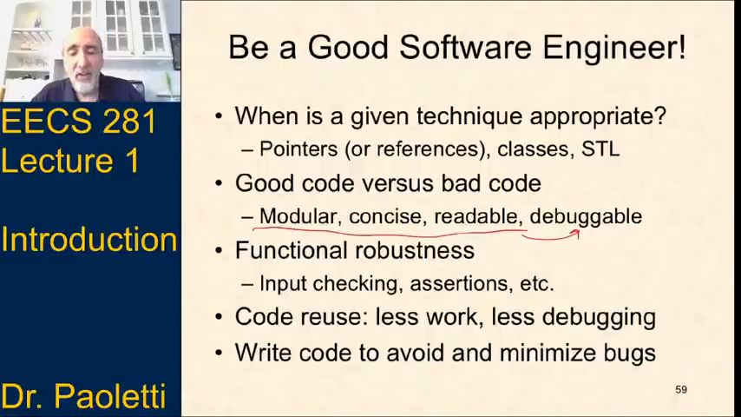Function robustness. Does this function assume that the inputs are right, or is this the function that validates the input? Know who validates input and know who doesn't have to validate it because it's already been done. If you reuse code, it's less work and less debugging. You'll find in Project 1, and I'll talk about this more in the future with Project 1 specific stuff, bad and good ways to write Project 1.